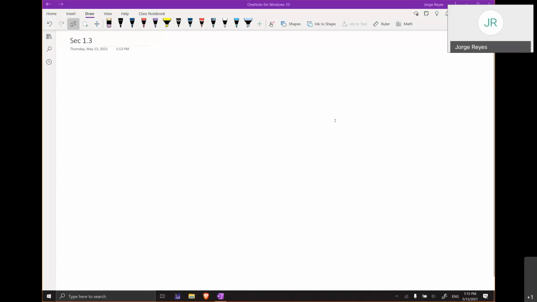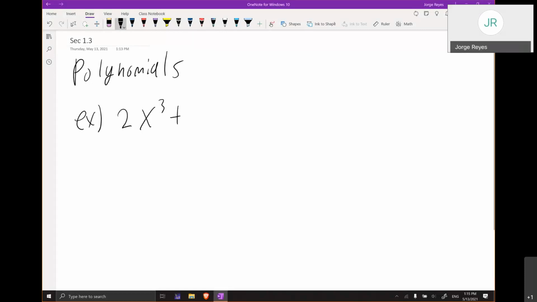Hello class, we're now in section 1.3 and we're really getting into the meat of the situation. All right, 1.3 is where I'm going to introduce polynomials, okay? And so I'm just going to start off with an example before I actually explain what they are, okay? So a polynomial is something that looks like this, okay?